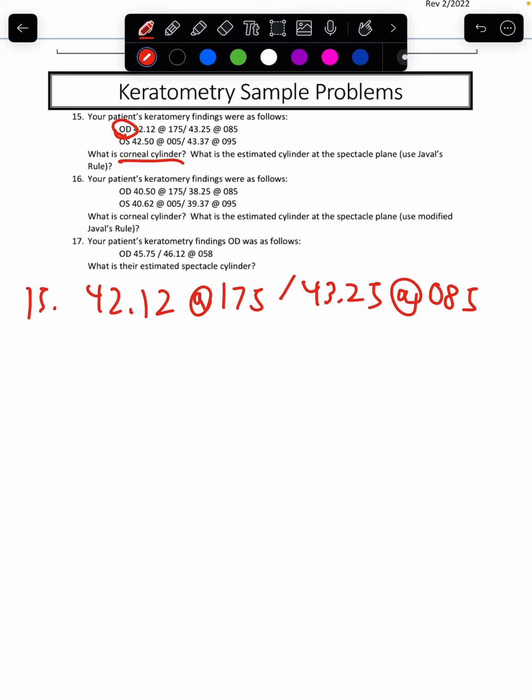So in this case, we use the axis of the keratometry value that's lower. So 42.12 is lower than 43.25. So we're going to use axis 175 for our answer.